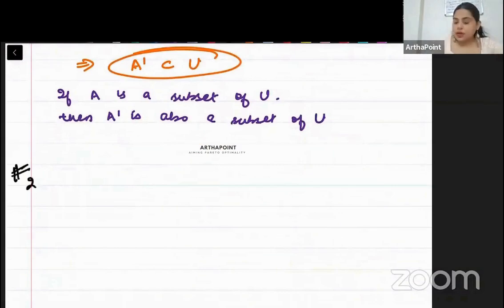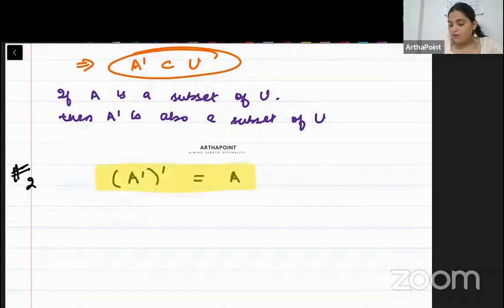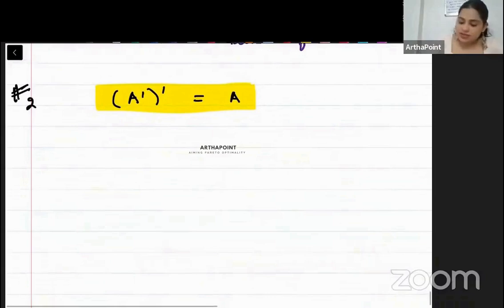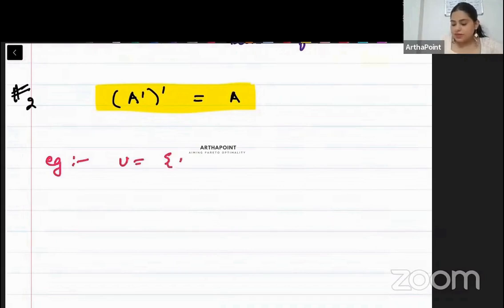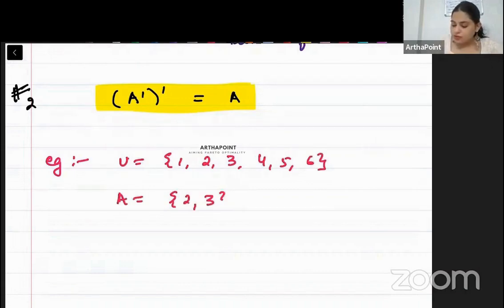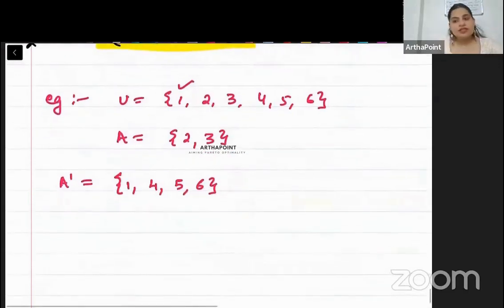Now, second property. Property number 2. Beta, the complement of A complement is A. When you go ahead and find the complement of A complement, it will be A. Let us try this example. So my universal set, beta, is 1, 2, 3, 4, 5, 6. And my A is 2, 3. Beta, what will be A complement? A complement will be all elements except A. Matlab it will be 1, 4, 5, and 6.